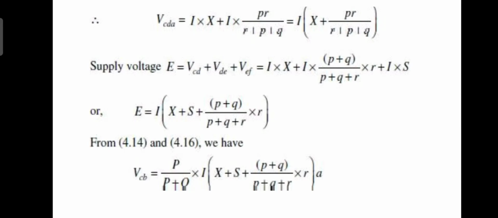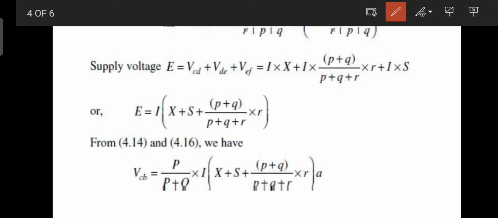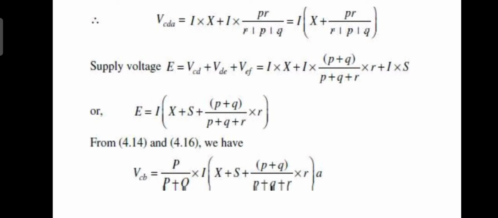Put the value of I2 here. So VCDA is equal to I into X plus I into p into R divided by p plus q plus R, that is equal to, taking common on both sides, the current is common. So now here X plus pR divided by small r plus p plus q, into current.